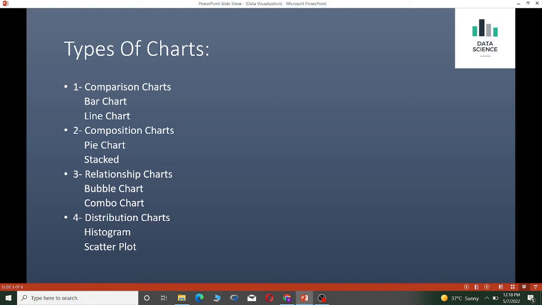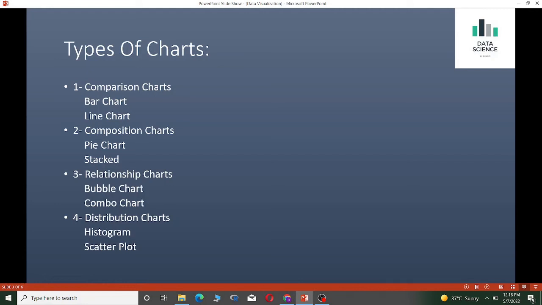Then distribution. Guys who are not from a data science background will be thinking, what is distribution? So guys, distribution is nothing but getting to know the range of data, the range of one variable, and up to what range it has generally been distributed. Yeah, that's all.